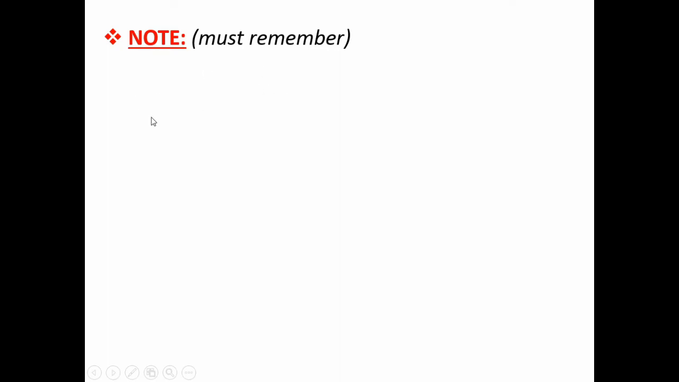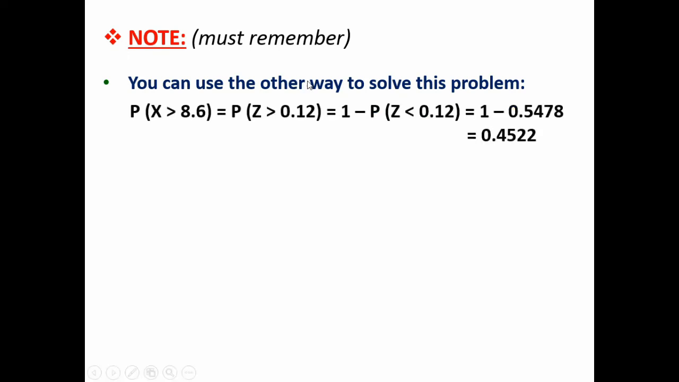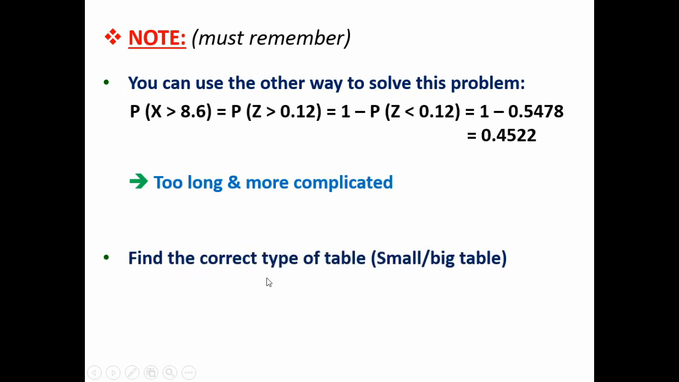Now, I can imagine that you are wondering about another way to solve example 2. But you should remember that for some problems, there would be 1,000 ways to solve it. But the most important thing here is how to solve it correctly and effectively. Of course, you can also use this way to solve the problem. But to me, this is only convenient when the previous question has asked you to find the probability of x less than 8.6, like example 1 that I've just presented to you. Otherwise, you should not use this way to solve your problem. It is too long and more complicated, which may make you more confused. So just follow me. For the correct type of table, small or big, this way is very simple and faster. You don't need to know too many ways to solve a problem, but you would rather use the fastest and the most effective way.